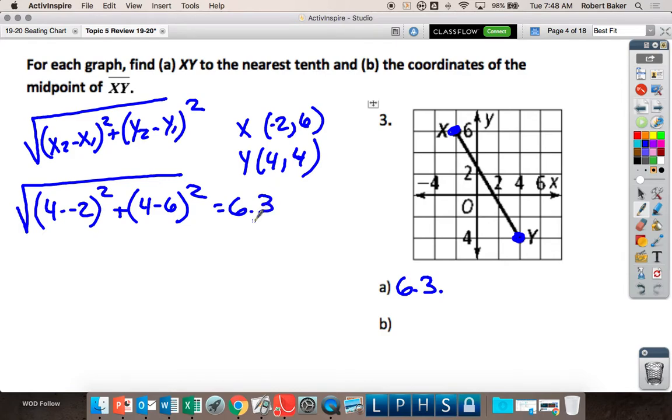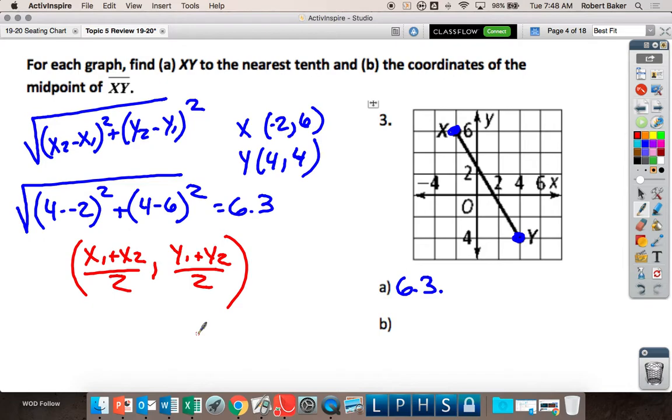Alright, and it says B, find the coordinates of the midpoint of x, y. So we have to go back and do x1 plus x2 divided by 2, comma, y1 plus y2 divided by 2. Finding the midpoint of the line segment, plugging in our points and trying to calculate.